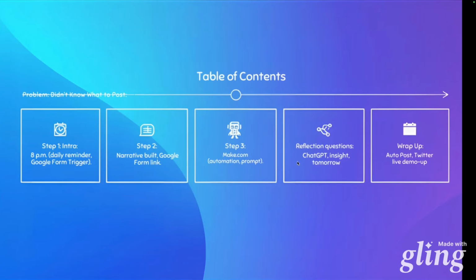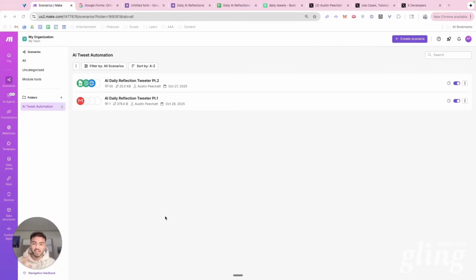So let's break this down. What are we going to do here? Two scenarios that you're going to have to create and make are the daily email trigger, the AI processing pipeline, and the Twitter posting mechanism, right?